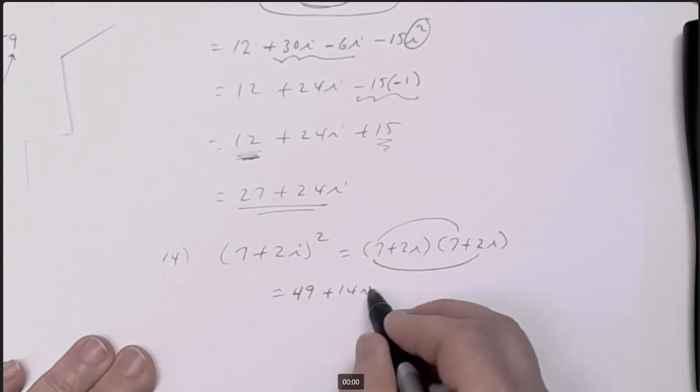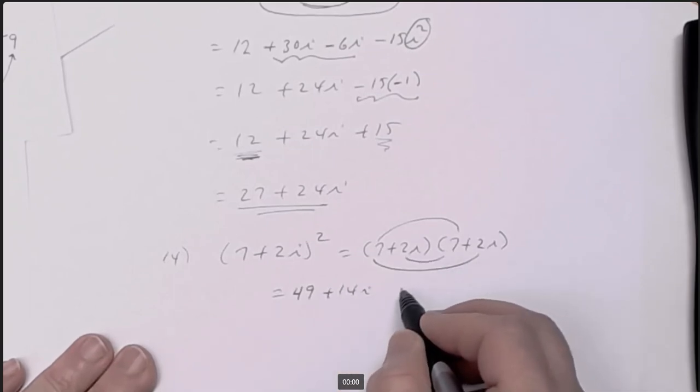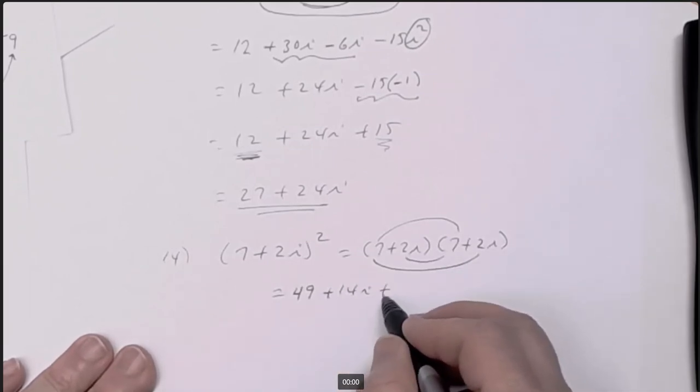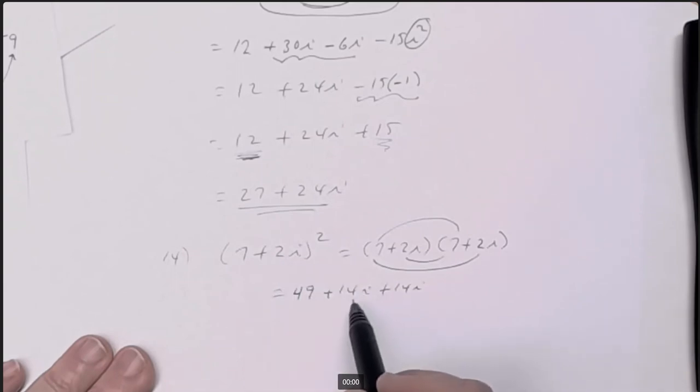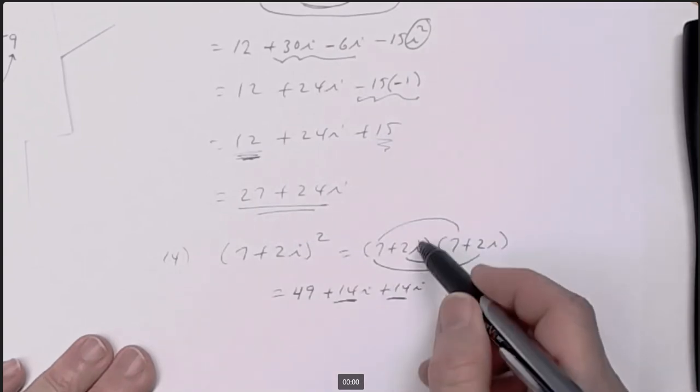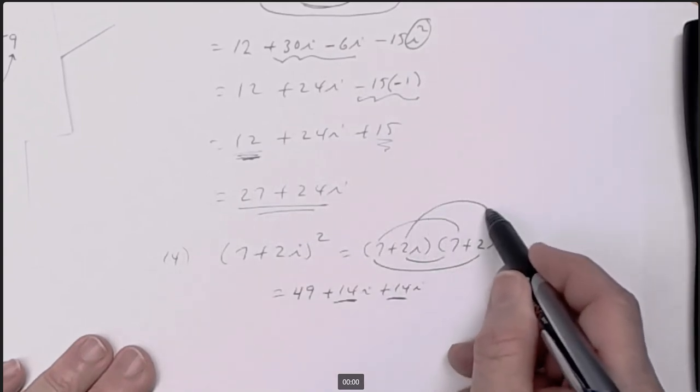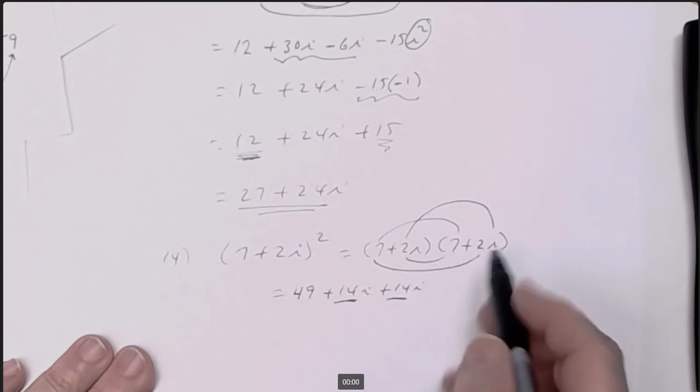So it turns out that whenever you square a binomial, the outer and the inner are exactly the same. And then the last, now that's where you have to be careful. What's 2i times 2i? First of all, what's 2 times 2? And what's i times i? Now let's combine these two like terms right here.